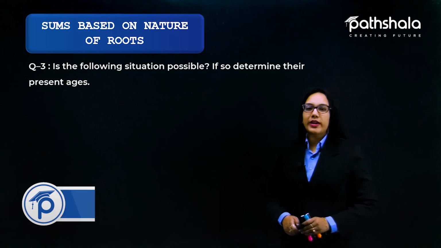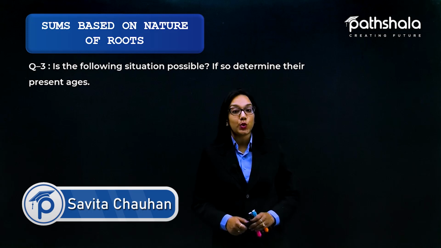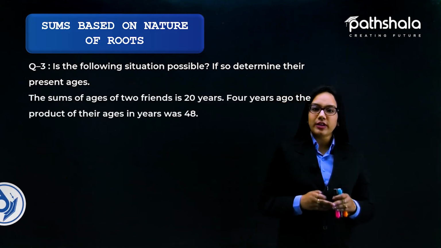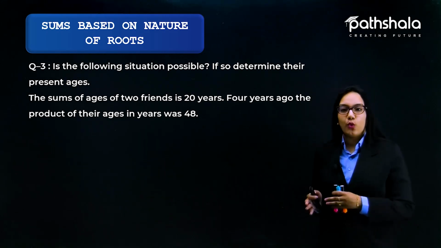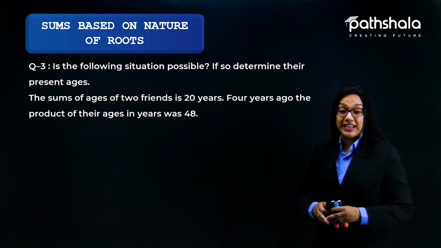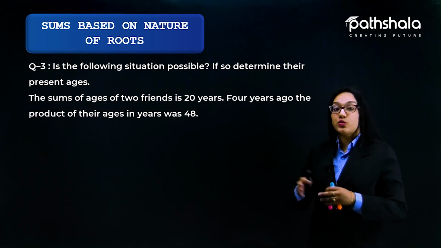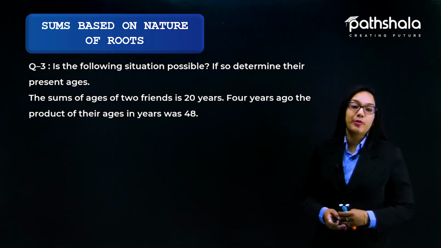Let's just see the next question. It says, is the following situation possible? If so, determine their present ages. So the question is: the sum of the ages of the two friends is 20 years. 4 years ago, the product of their ages in years was 48. So we have to find out whether the situation is possible or not, and if it is possible, then we have to find their present ages.